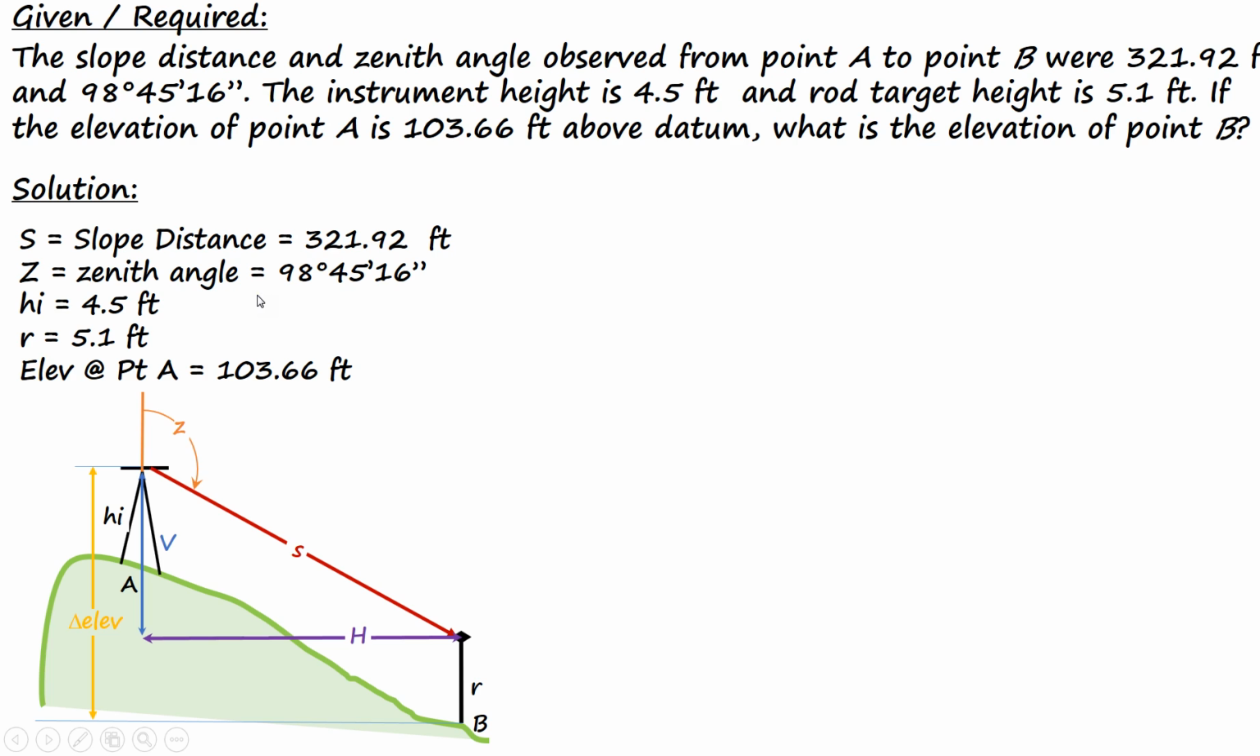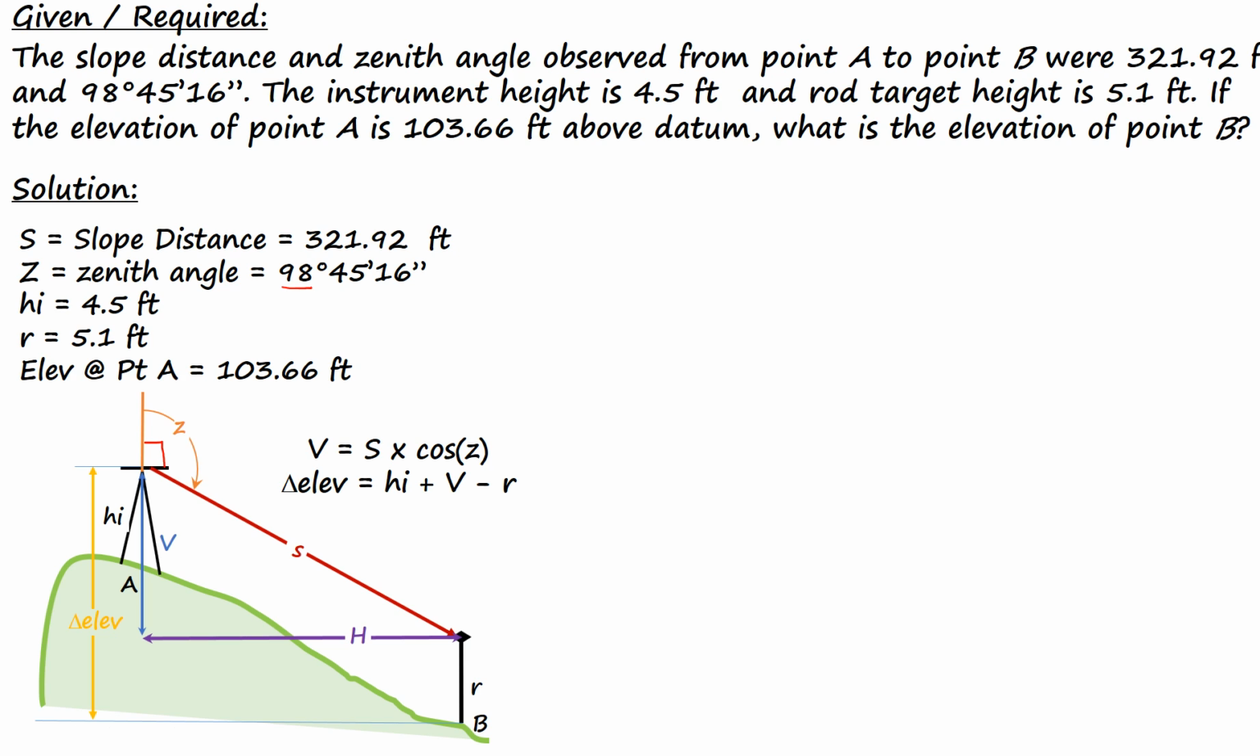Now, notice that I am having a different picture here. Once we get past 90 degrees for our zenith angle, we'll be looking downhill. So if we're looking downhill, then the vertical distance is going to be a negative value. If you know your zenith angle is greater than 90, then the vertical distance value calculated is going to be a negative number.